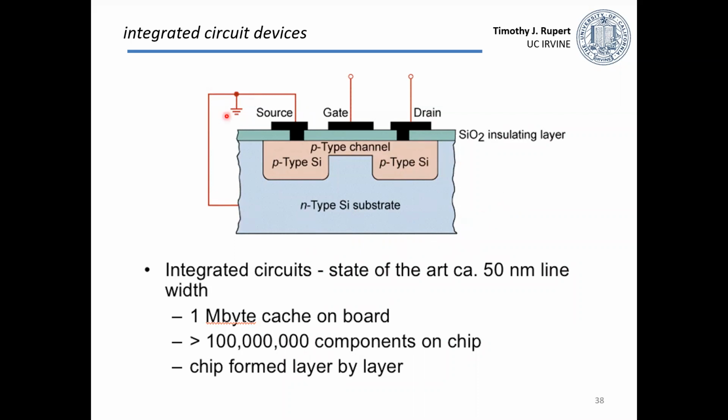Now, these are often very small. In modern integrated circuits, these little features are often tens of nanometers across, and you can have hundreds of millions of components on a chip. And then the other thing is that these can be stacked layer by layer. So if these are very thin films, you can have different layers of chips on top of each other.